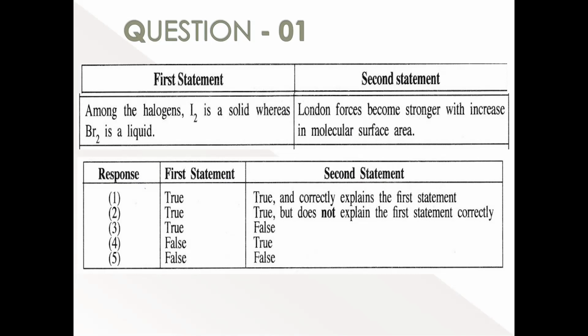The third, fourth, fifth are telling true-false, false-true, false-false. That is crystal clear, no need to explain. So let's move on to the first question, belonging to the true, false statements. Your first question is: among the halogens, I2 is a solid, whereas Br2 is a liquid.